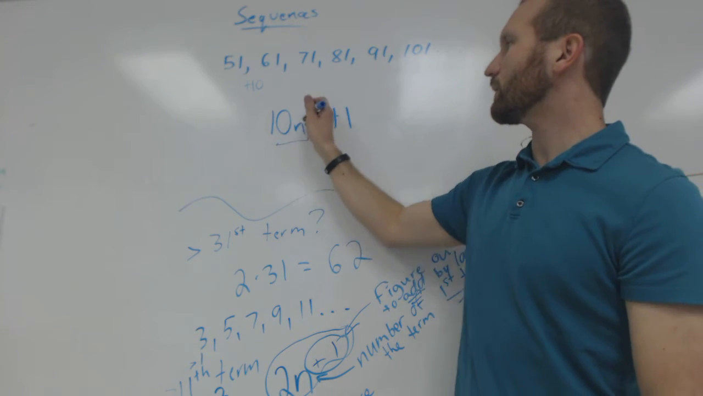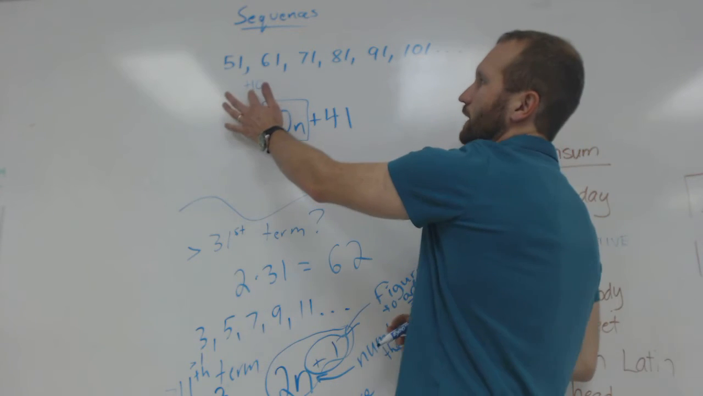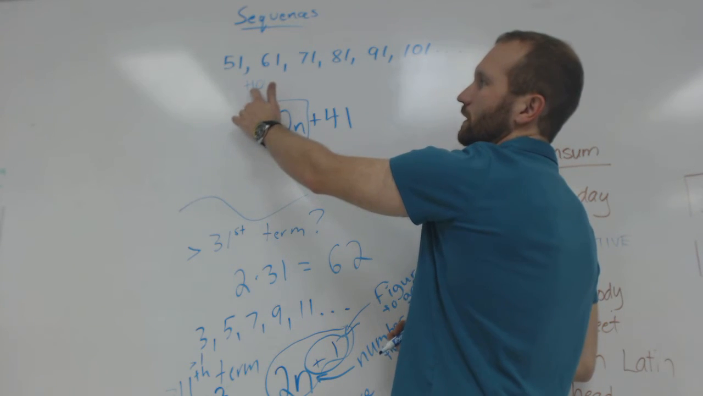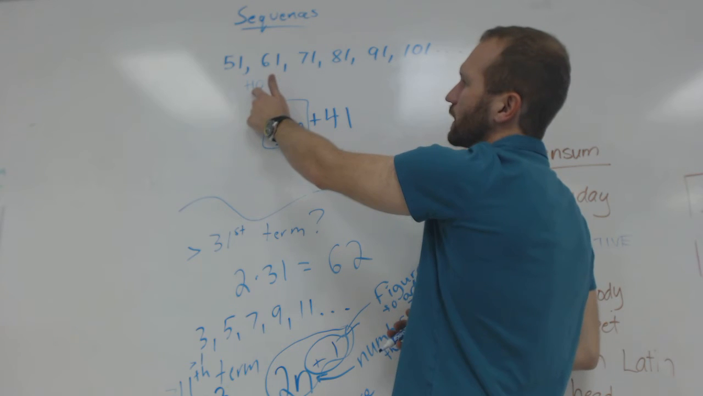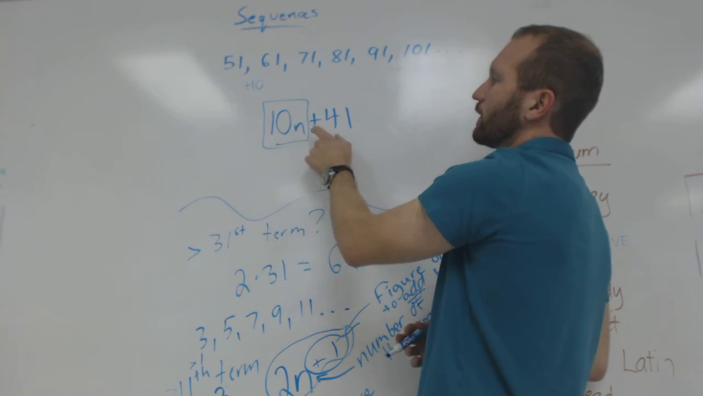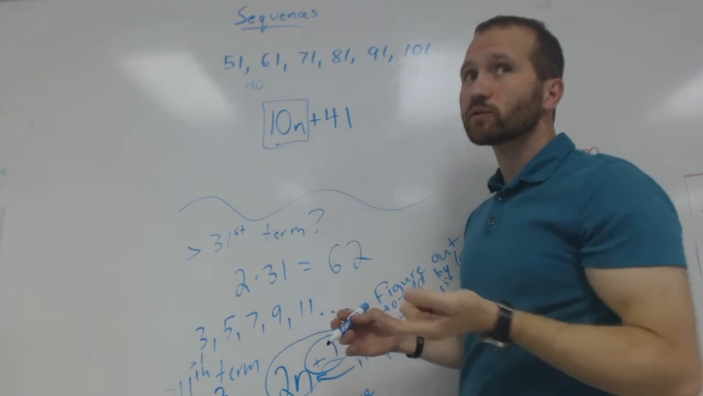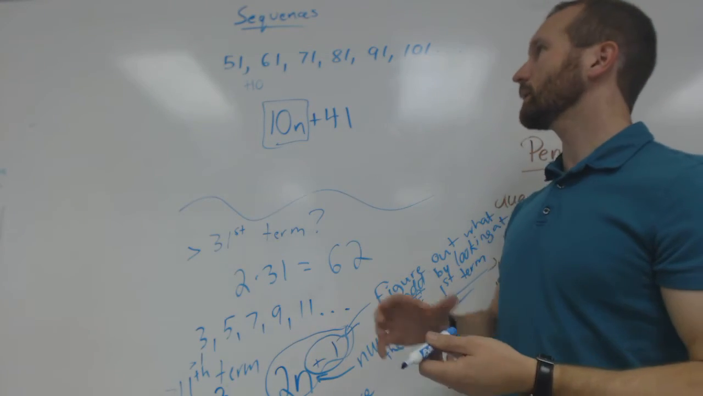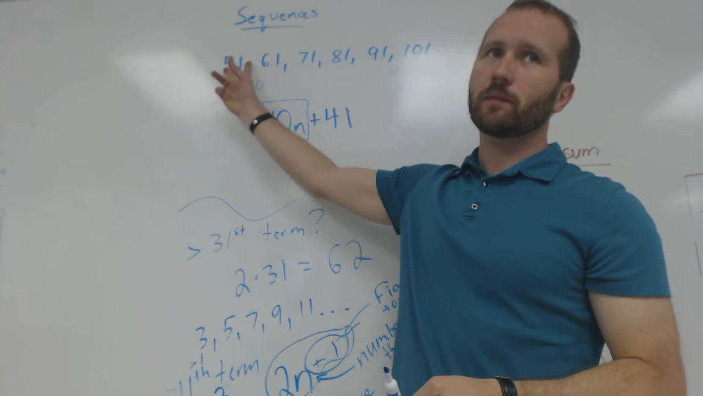So I start here. I simply take this constant difference. What am I adding each time? And then I figure out how much I need to add or subtract. It could be subtracting to make that first term.